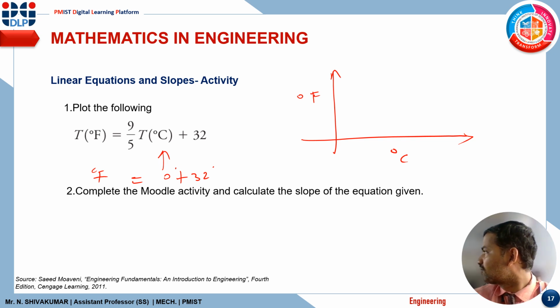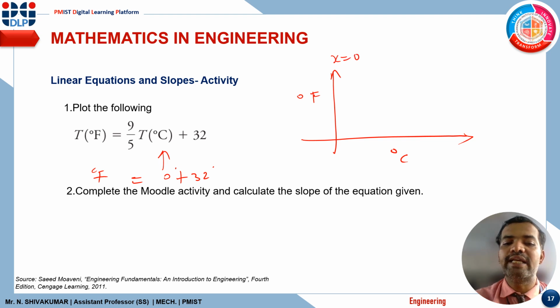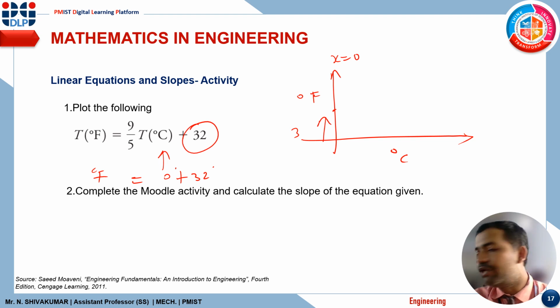What is the equation for the y-axis? X equal to 0 is the equation for the y-axis, and y equal to 0 is the equation for the x-axis. So for the y-axis, x equal to 0, that is degree Celsius equal to 0. When you put that, the intercept is 32. This is the y-intercept.